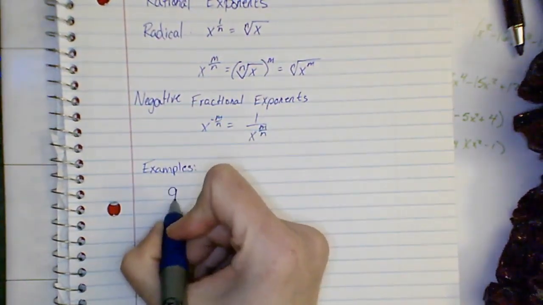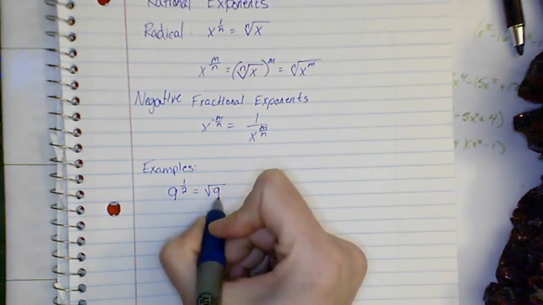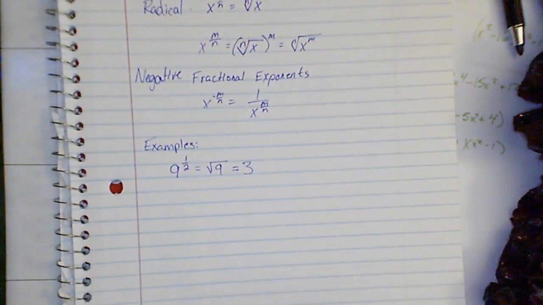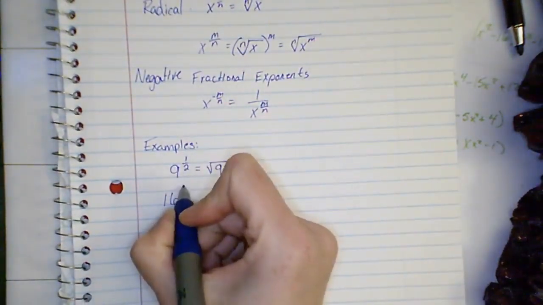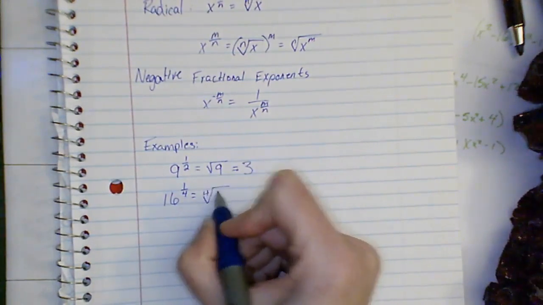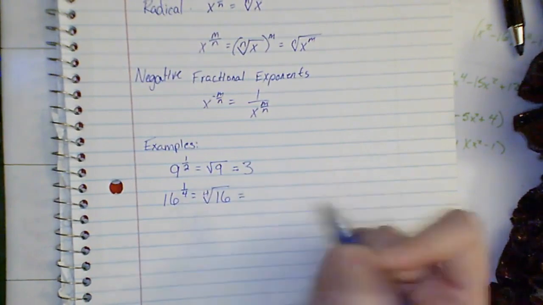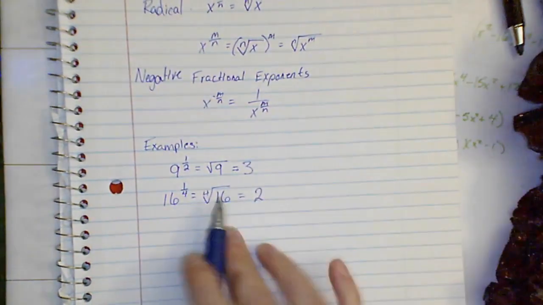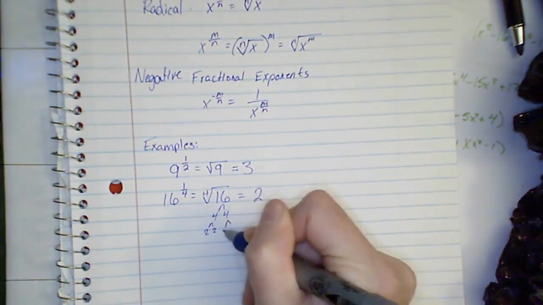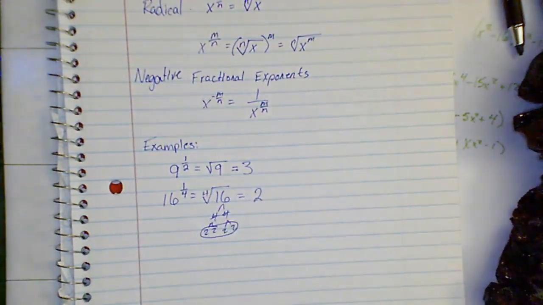If we have 9 to the 1/2 power, that is the same thing as the square root of 9. The square root of 9 is 3. We have 16 to the 1/4 power. That's the 4th root of 16, or what times itself 4 times gives us 16. That would be 2. If you're unsure, you can definitely break your numbers up. It takes 4 to break 1 out of jail.